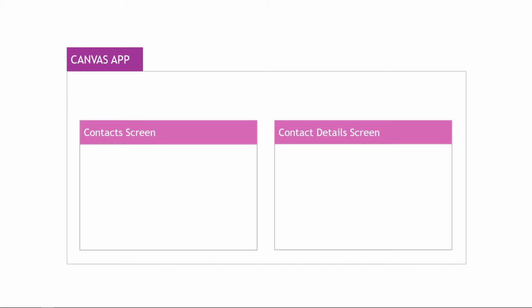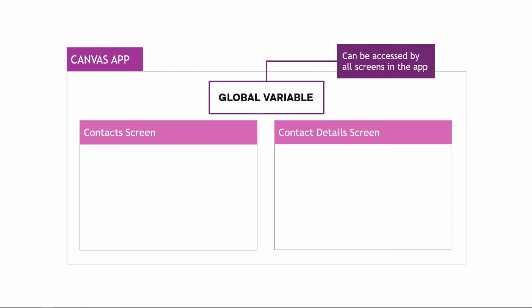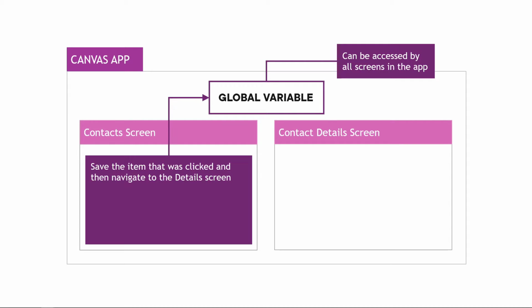Well, this is the ideal use case for what are called global variables. A global variable is used to store a value in the app's memory, and it's accessible by all of the screens in the app. So what we want to do is, from the Contacts screen where our gallery is, save the item that was clicked into a global variable. And then we want to navigate to the Details screen.